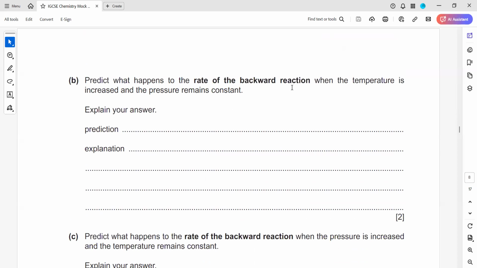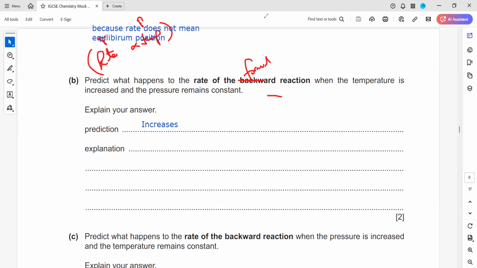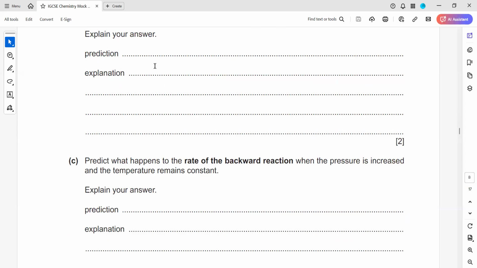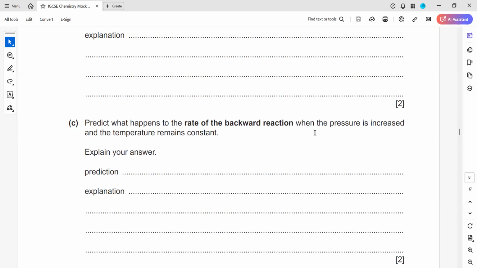Predict what happened to the rate of the backward reaction when the temperature increases. When we increase the temperature, the rate of backward and forward both will increase. Even if they ask what happened to the rate of the forward reaction, it's the same answer, because the rate of a reaction is directly proportional to temperature, irrespective of forward or backward. Explain: increasing the temperature increases the energy of the particles, more collisions, a greater proportion of the particles have enough energy. Forward or backward, it will not make a difference.